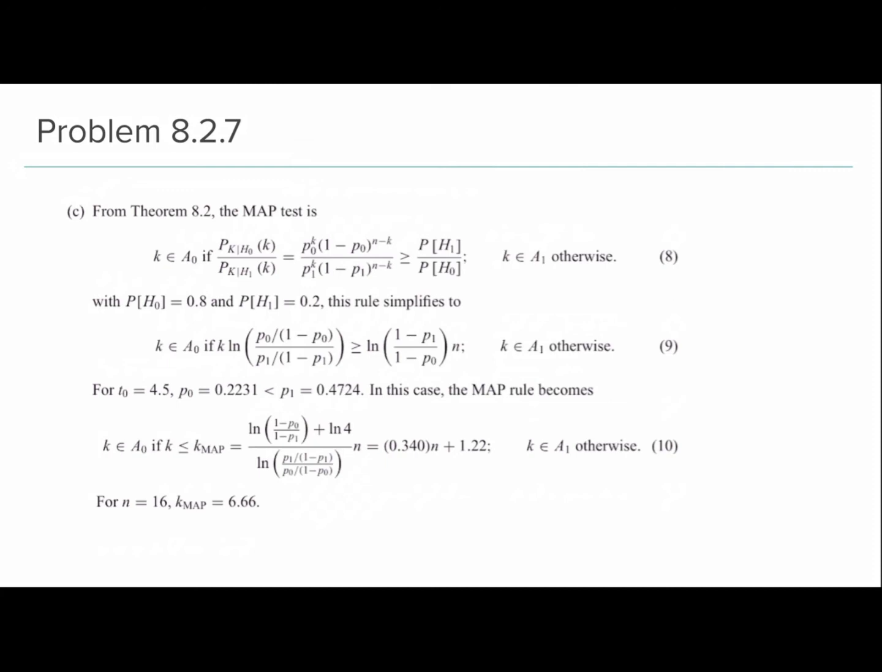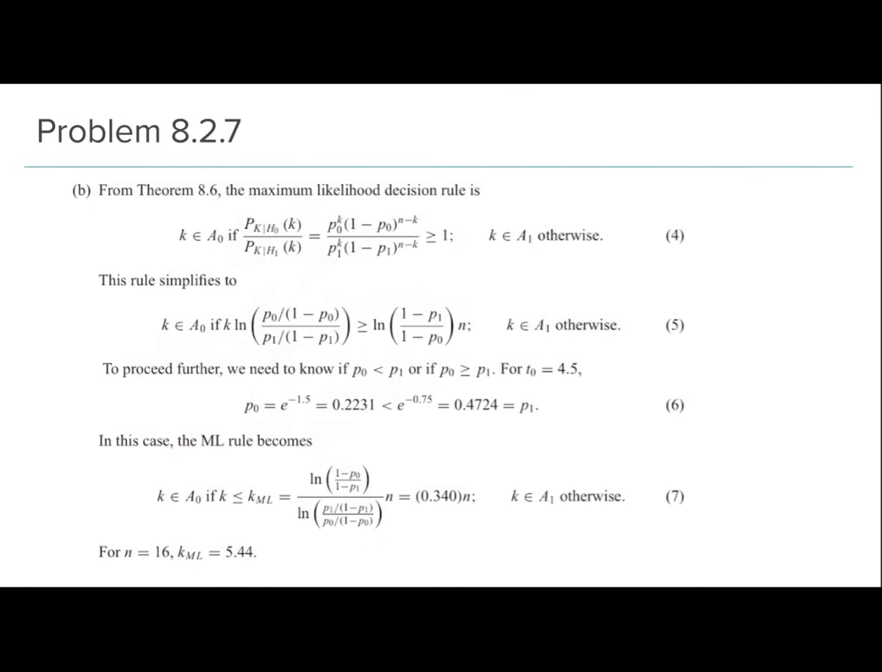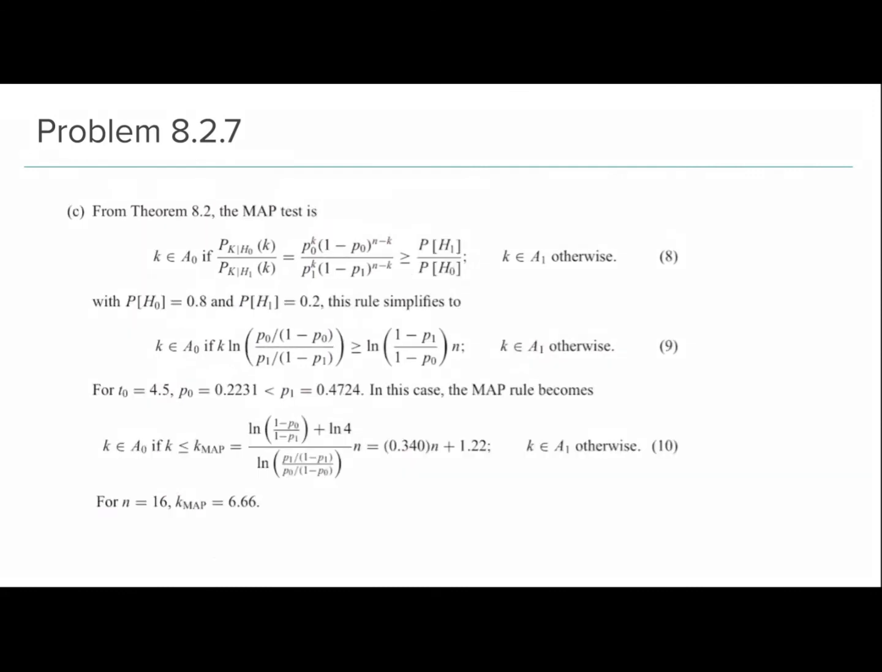And on simplification, this comes out to be equal to 0.34 n plus 1.22, right? And for n equal to 16, k map is equal to 6.66. So pretty similar to the last part. So I guess you're all okay with how to find the maximum a posteriori and the maximum likelihood conditions.